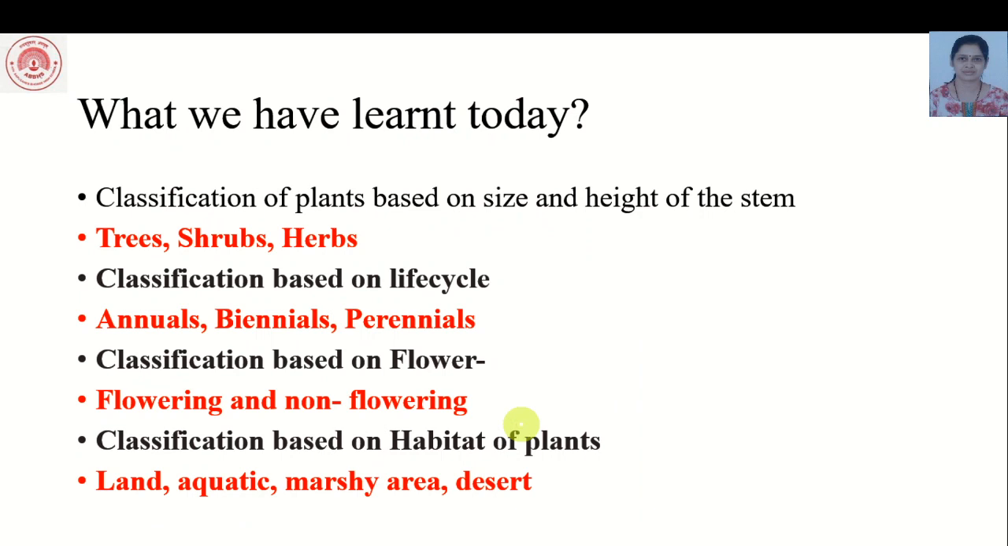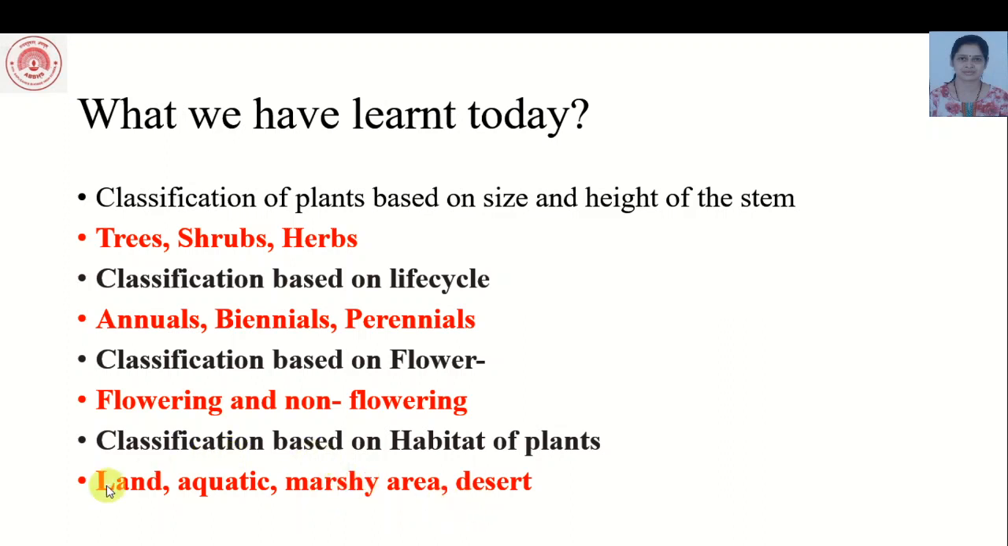So student, what we have learned today? Today we have learned about classification of plants based on size and height of the stem. There are three types: trees, shrubs and herbs. Next classification based on life cycle. It has three types: annuals, biennials and perennials. Classification based on flower. It has two types: flowering and non-flowering plants. Next, classification based on habitat of plants. It has four types: land, aquatic, marshy areas and desert.